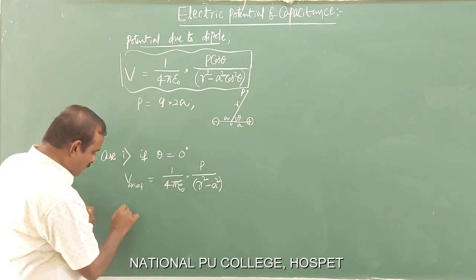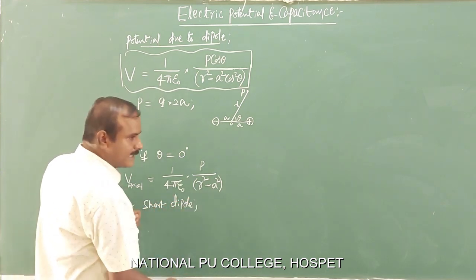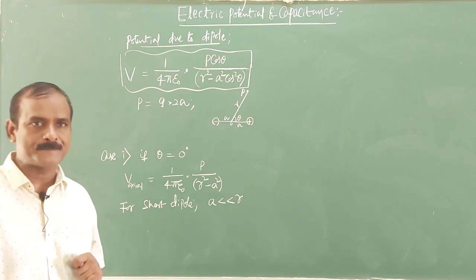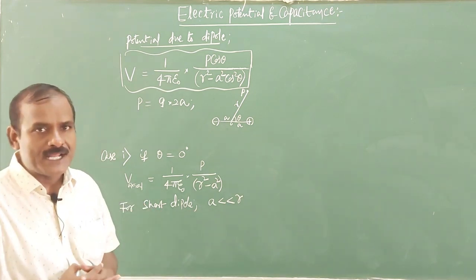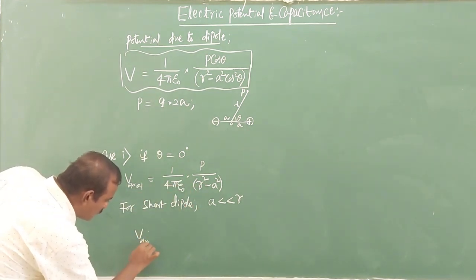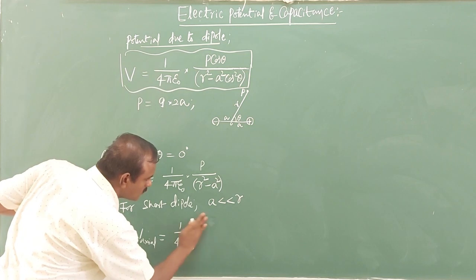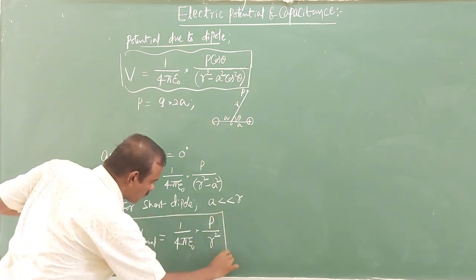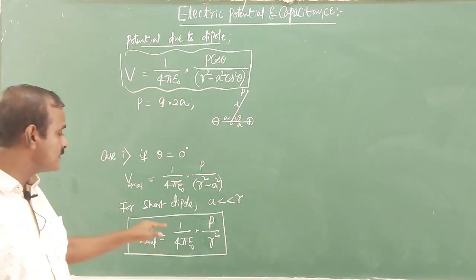In the same, for a short dipole, as we know, a would be very much less than r. The length of the dipole is very short when compared to the distance of the observation point from the center. Such a dipole we call a short dipole. Then considering this, we find the simplified version of the same, which is r square. This would be the formula. And you will see that due to a dipole, potential varies inversely with the square of the distance.